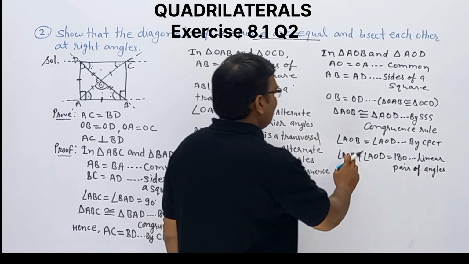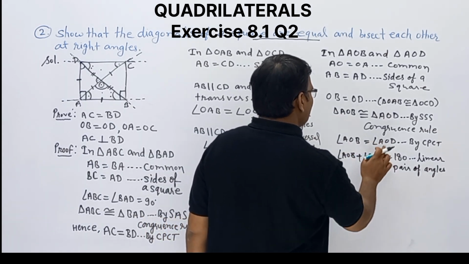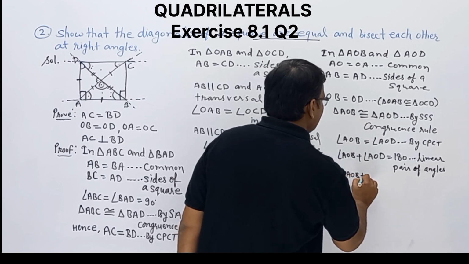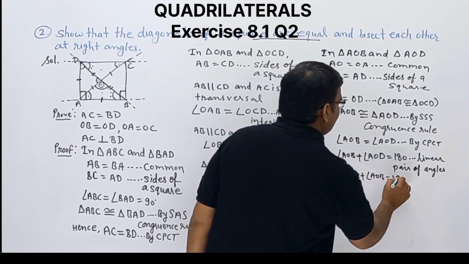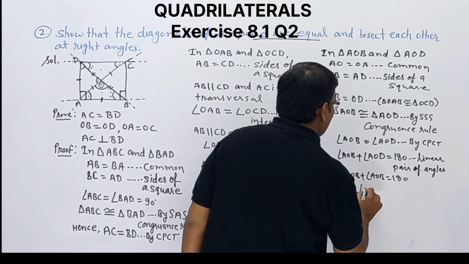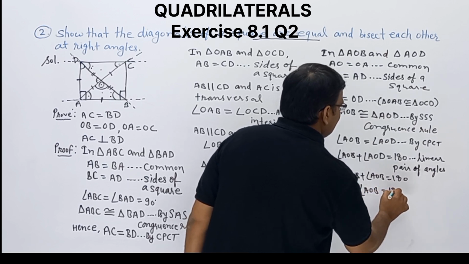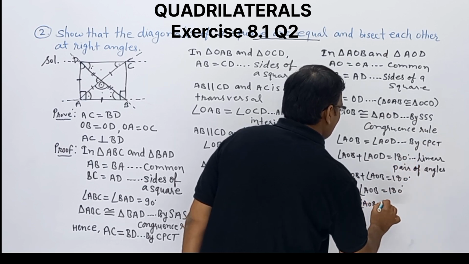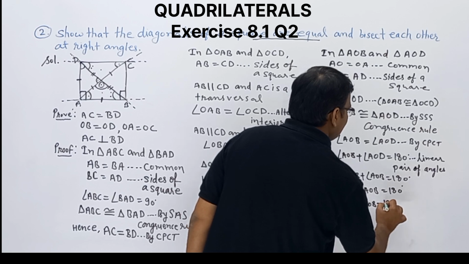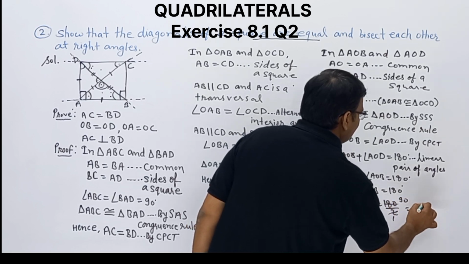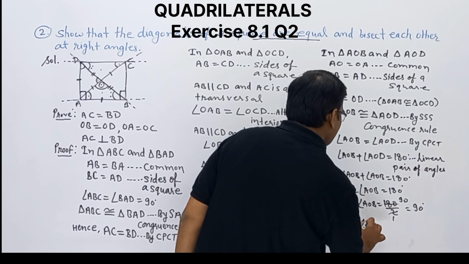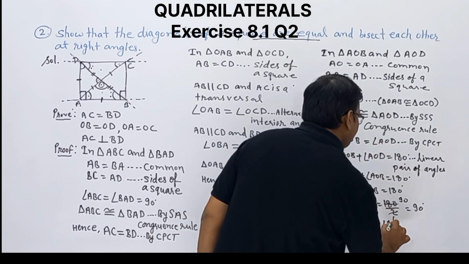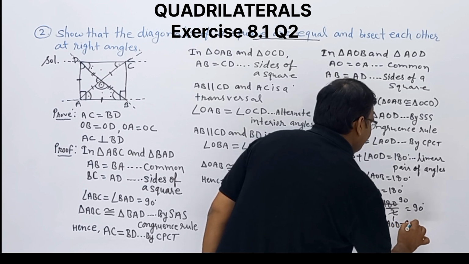180. We know that angle AOB equal to angle AOD. So at the place of the AOD we can write angle AOB. So angle AOB plus angle AOB will be 180 degree. So this can be written as 2 times angle AOB equal to 180 degree. Finally, angle AOB equal to 180 by 2, so we are getting 90 degree. So finally, angle AOB equal to angle AOD equal to 90 degree.